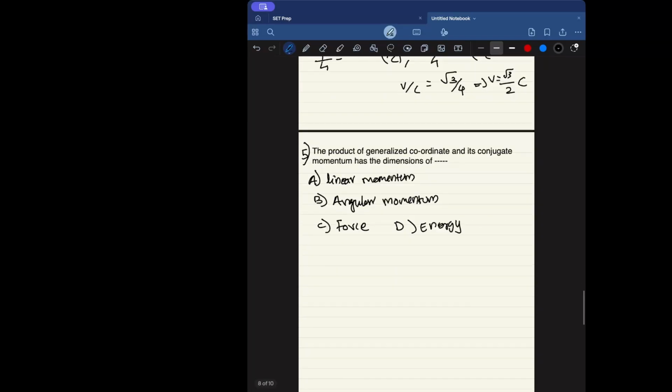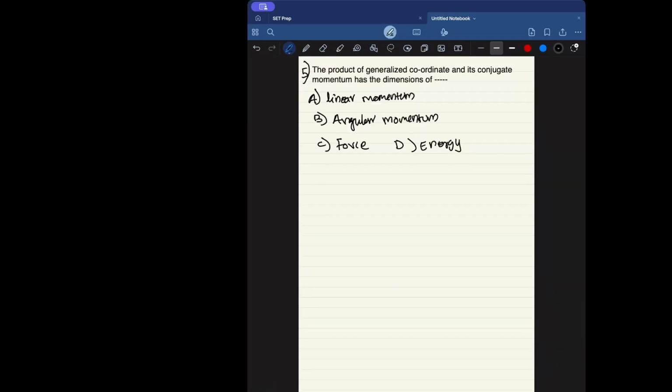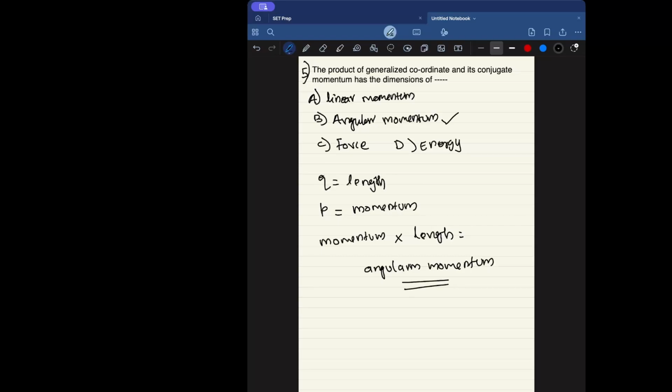Now go to the next one. The product of a generalized coordinate and its conjugate momentum has the dimension of. The generalized coordinate q has the dimension of length, and its momentum p has the dimension of momentum. So momentum into length has the dimension of angular momentum. So the answer will be B.